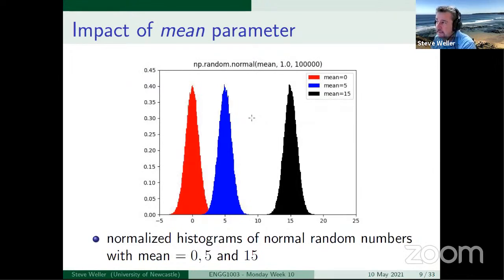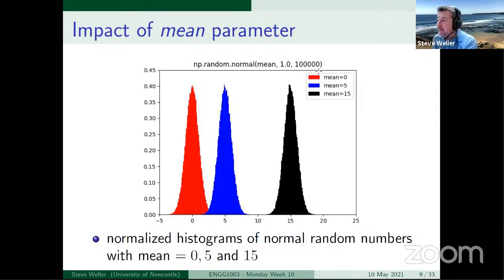I've also posted it in Discord, in the lecture code channel, and I've already also posted it on Blackboard. So you can generate the curve, the histograms that you see in front of you. The title of this slide captures what I've done: np.random.normal, where I've chosen a mean parameter that's either 0, 5, or 15, captured by the red, blue, and black histograms. The second parameter is fixed at 1. The second parameter is what I called SD, the standard deviation, and I've fixed that at 1. And then I've generated 100,000 random numbers in each case.